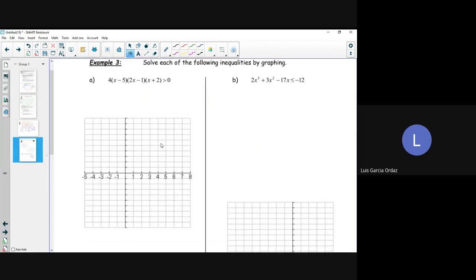So we are going to do this next example. As you can see, example A is already factored out for us. We want to solve each of the following inequalities by graphing. The first one is easy. We have 4 times 5 minus x, squared, times 2x minus 1 times x plus 2, is greater than 0. Before we start graphing, where are my zeros going to be? 5, negative 2, and 1/2.